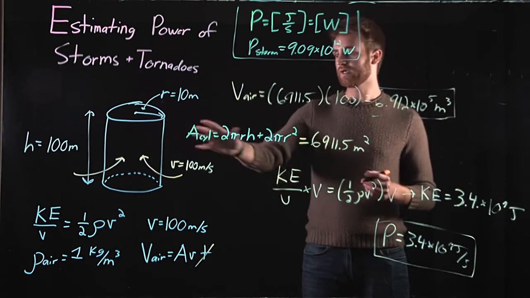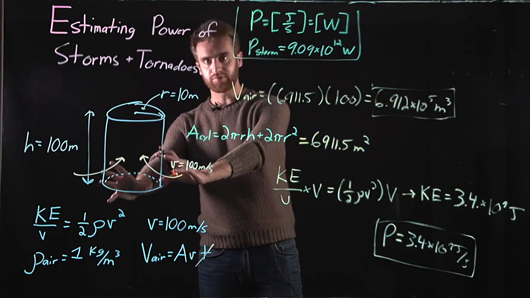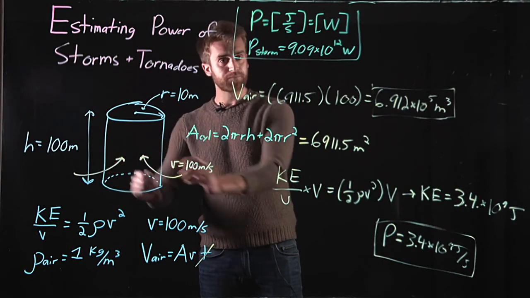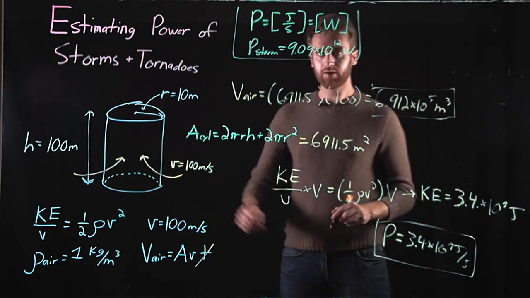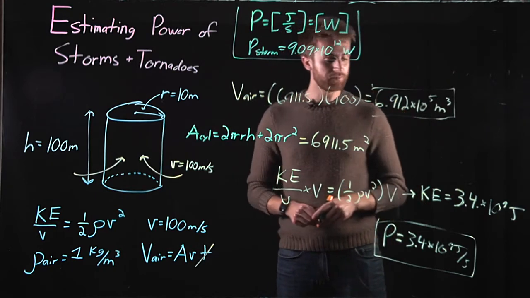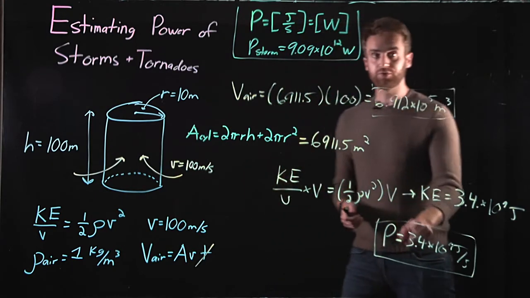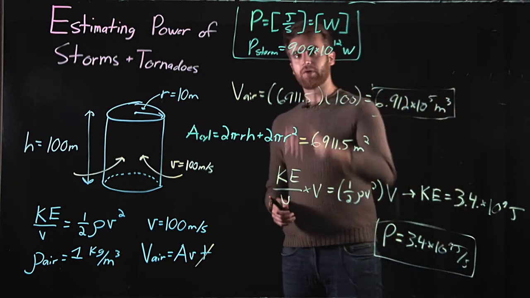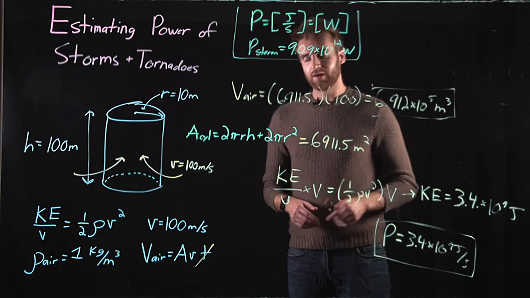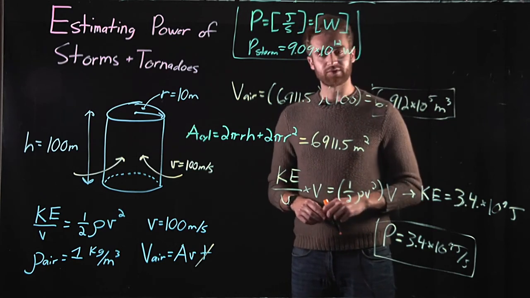So if you were to take the area of the ground that's being affected by the tornado, and you divide the power by that area, and you did the same for the thunderstorm, you'd find that the power per unit area of the tornado is substantially larger than the power per unit area of the thunderstorm. But I'll leave that to you to do as an exercise.